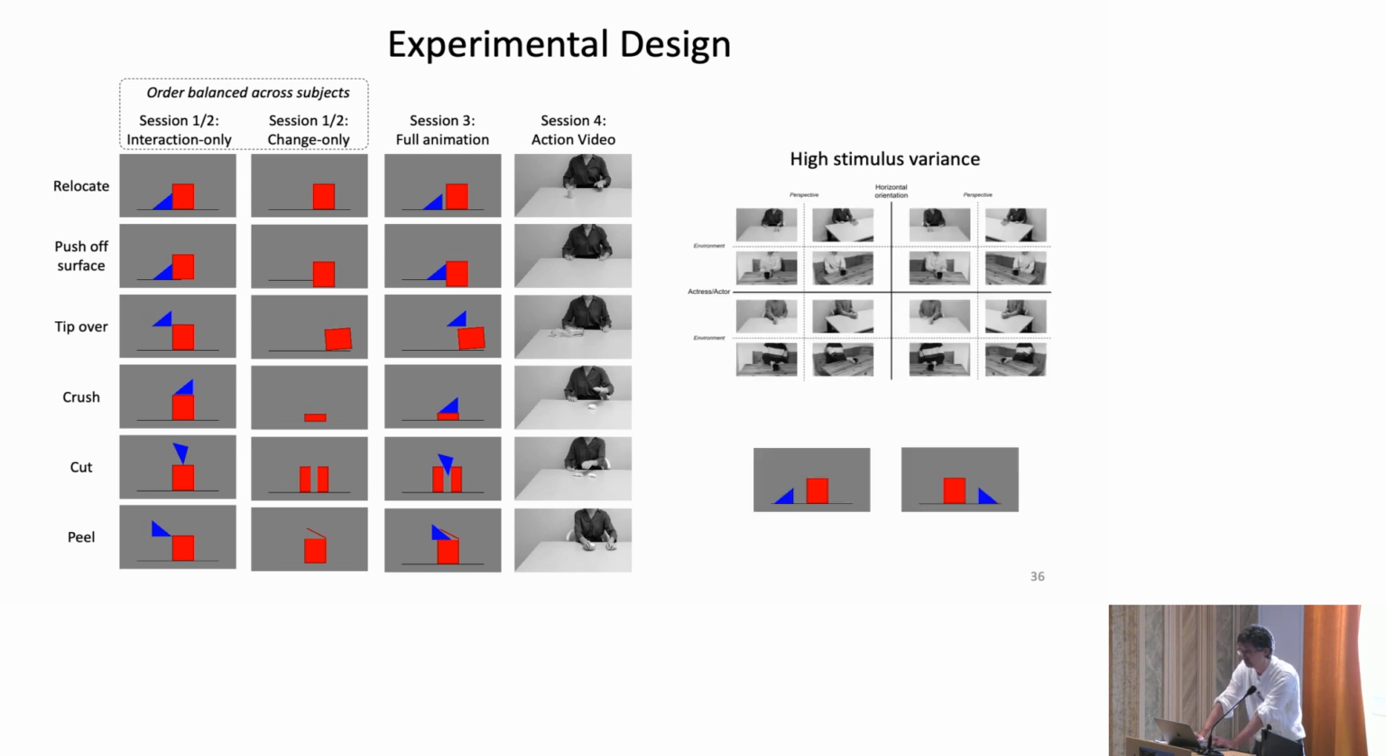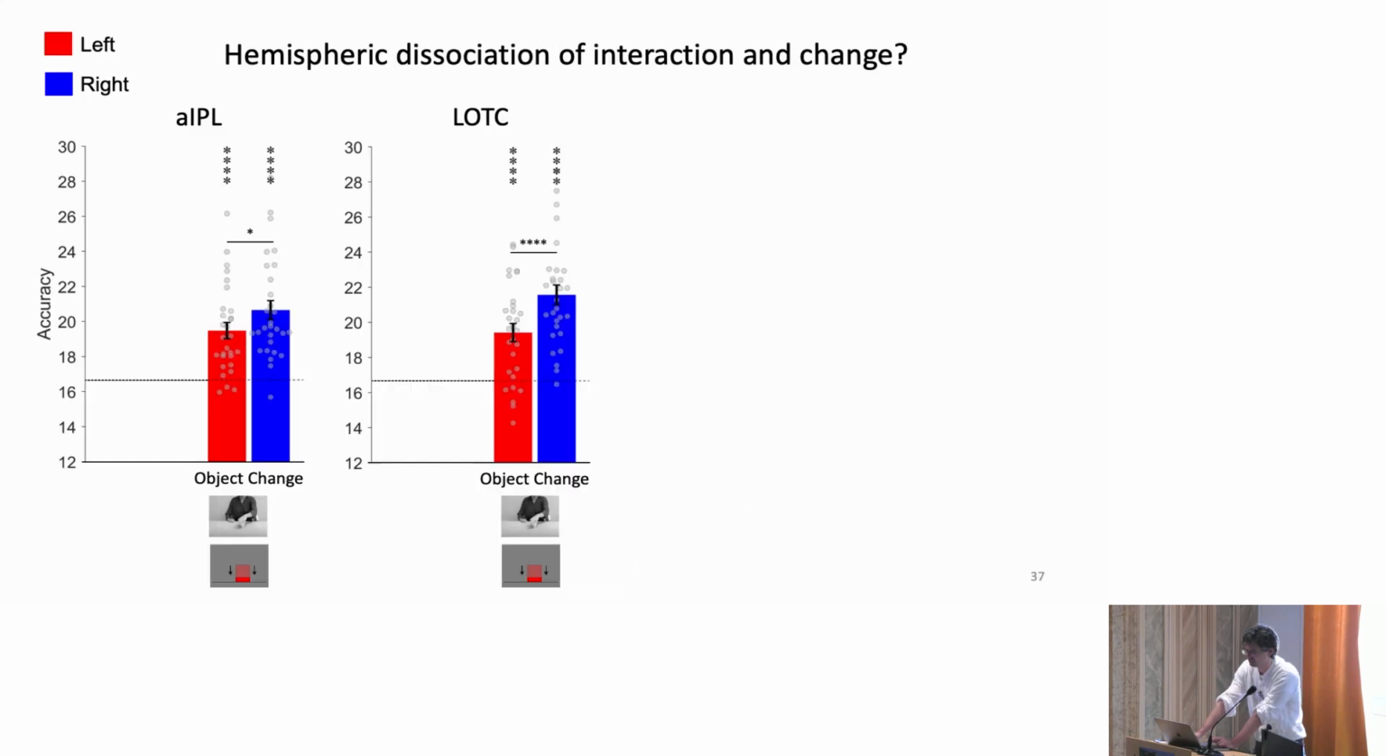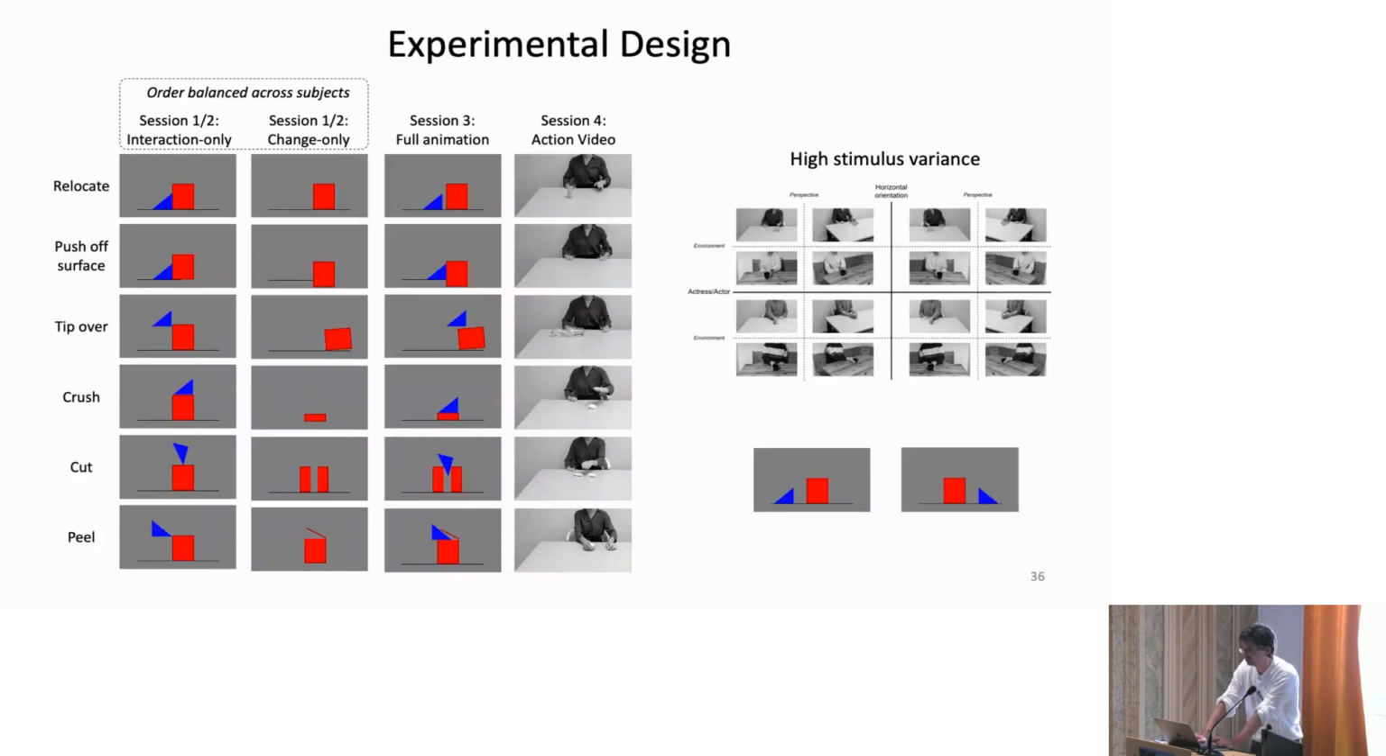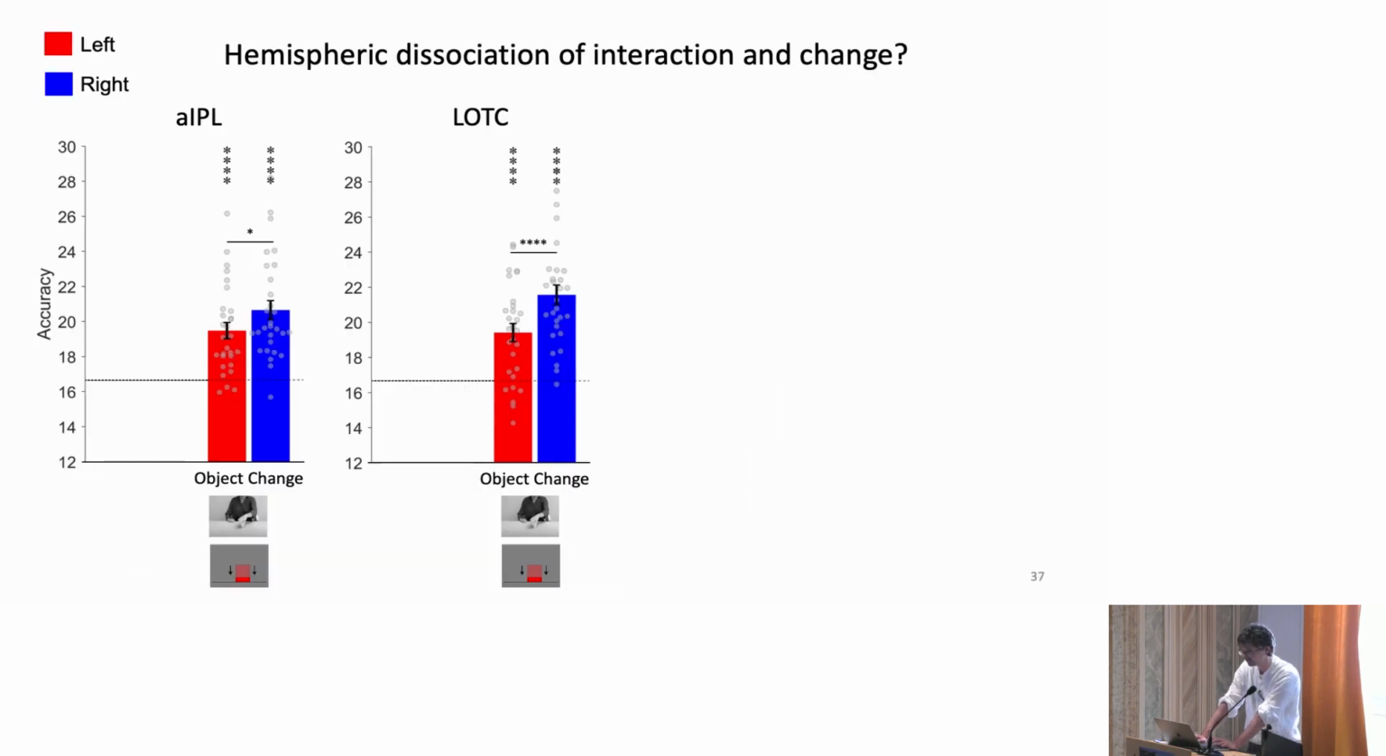I would also like to emphasize that we used a very high stimulus variance, like in all experiments that I presented to you today, including left-right flipped versions to rule out confounds due to lateralization of the stimuli. And then, again, we did the cross-decoding.